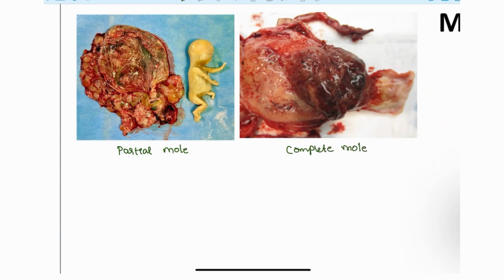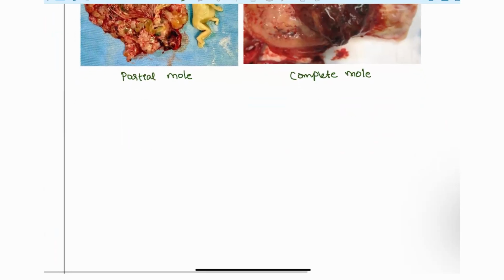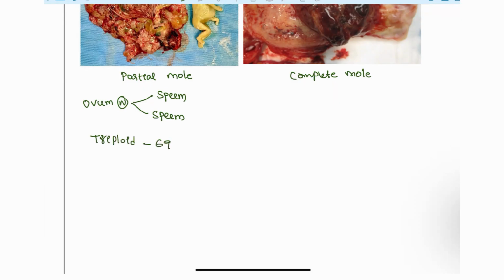Okay, right. Now we see the difference between these. In the partial mole, the ovum is normal, but it is fertilized with two sperms. Then it is going to form the triploid, right? So this triploid will contain 69XXY. This is how the triploid will be formed in the partial mole.